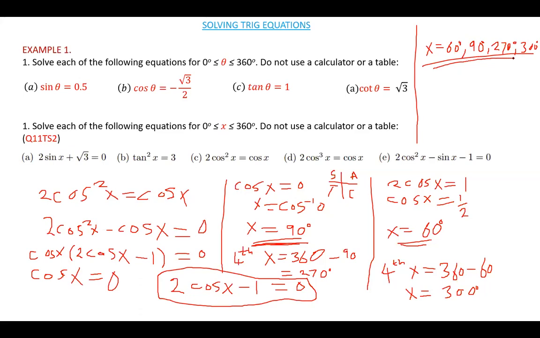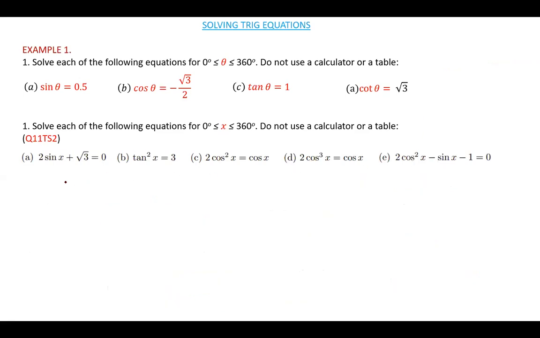Let's quickly move on. I think I'll skip D. D will be one of your exercises, because D is a little bit similar to C. The process is not very much different. It's almost the same. And then let's try to solve E.